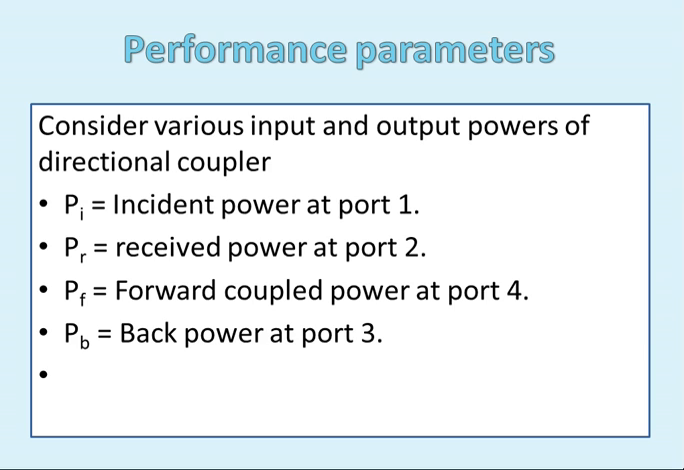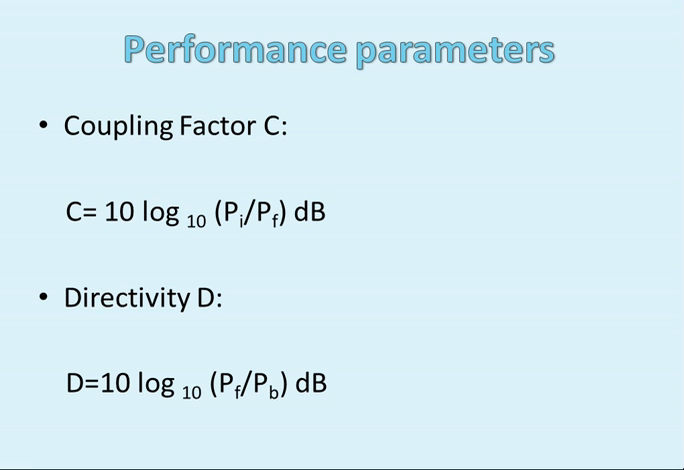Let us consider the different performance parameters defined for the directional coupler. So first one is coupling factor. The coupling factor of a directional coupler is defined as the ratio of the incident power PI to the forward power PF measured in dB. So C is equal to 10 log of PI divided by PF.